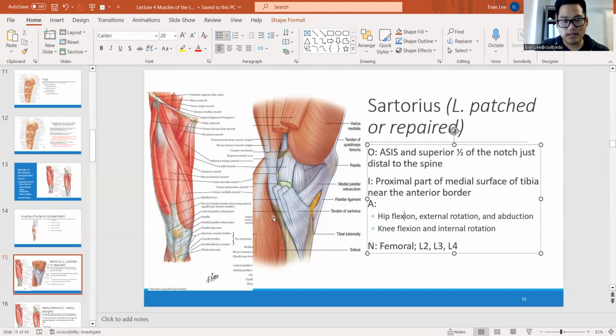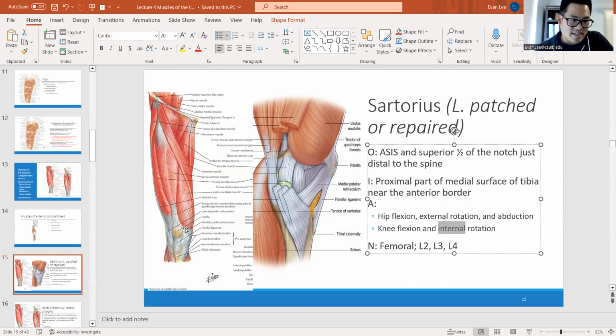So if you look closely, it's attached near the medial and posterior side of the knee over here. This helps with knee flexion as well as knee internal rotation. Being on the medial side of the knee, it helps with internally rotating the knee, but also being slightly on the back, it helps with knee flexion as well.